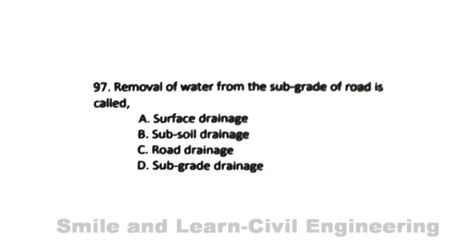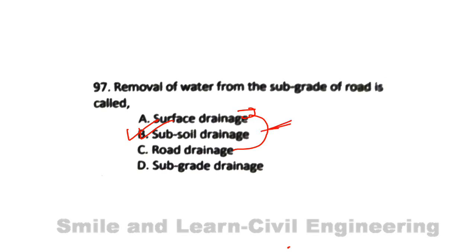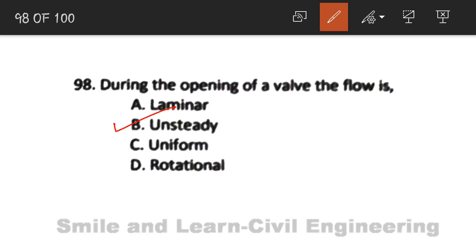Next question, removal of water from subgrade of road is called. So the correct answer will be, this is a bit confusing, but the correct answer will be subsoil drainage, but surface and road drainage, these are same. So option B will be the correct answer. Subgrade drainage we cannot say, but subsoil drainage we can say. Next question, during opening of a valve the flow is actually unsteady. Option B is the correct answer.